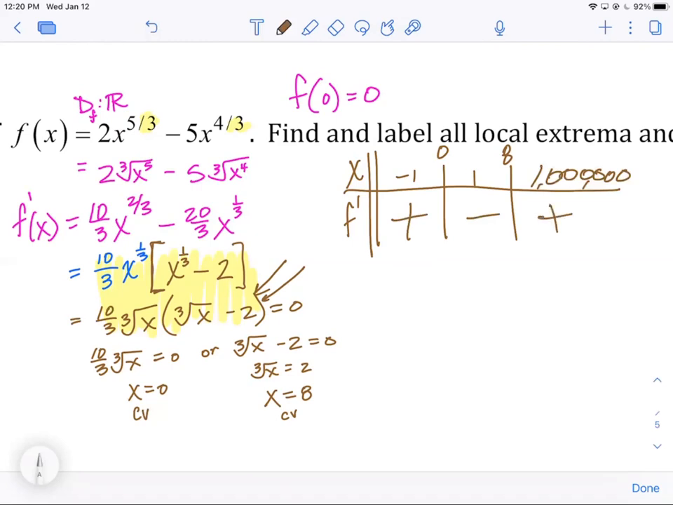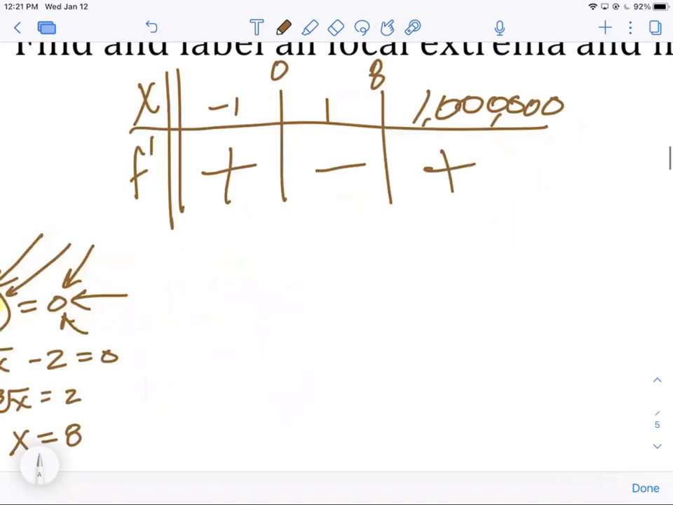All right. So these values, 0 and 8, are critical values. Do we have horizontal tangents there or vertical tangents? They resulted from when the derivative was equal to what number? 0. So those are horizontal tangents, right? Even though they had fractional exponents, we said they're bigger than 1, they're horizontal tangents. So what I like to do, if it's a horizontal tangent, you can only draw a horizontal tangent this way with a continuous function. It has to be curved that way, right?